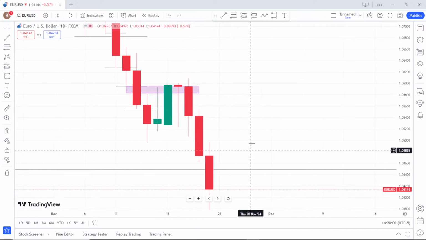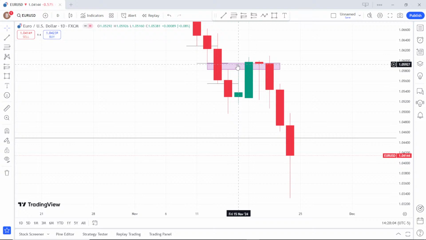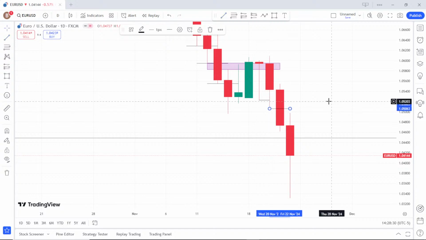When we get to the fair value gaps class, you are going to really appreciate this. And then Wednesday, we started seeing drops in prices. Price going for lows. Wednesday, we went for the low of Tuesday, previous daily low. Thursday, we went for the low of Wednesday.